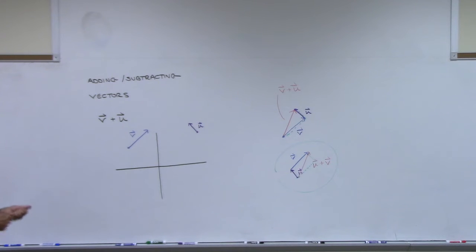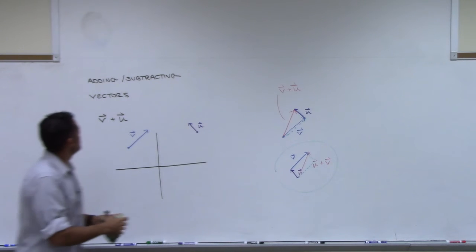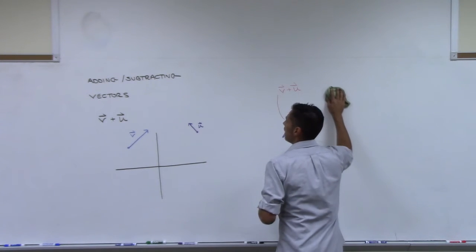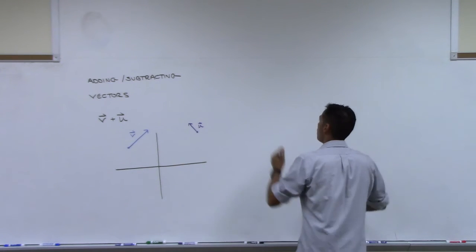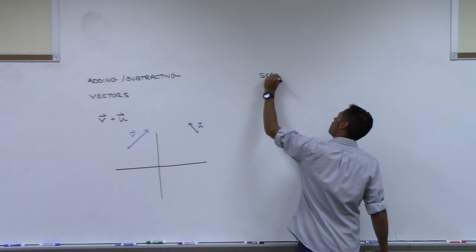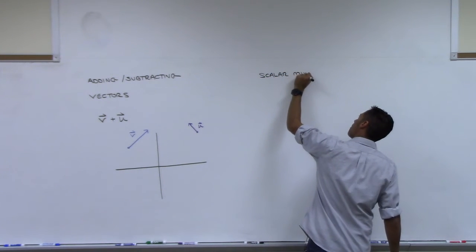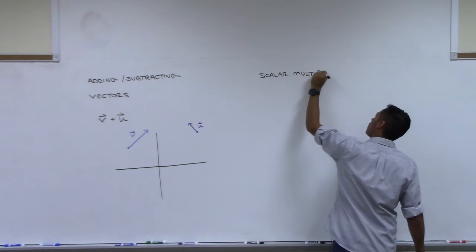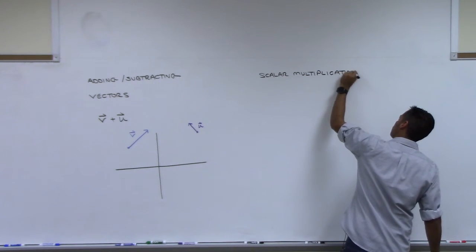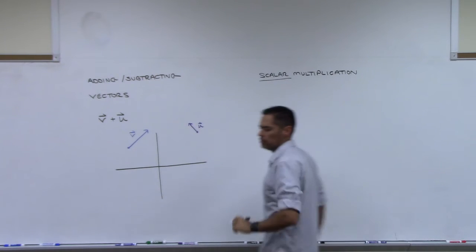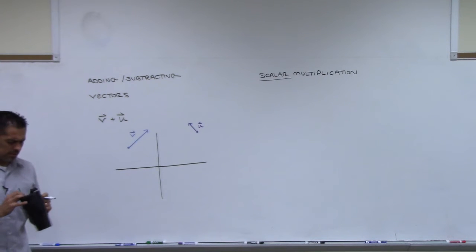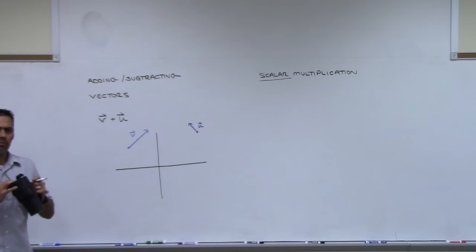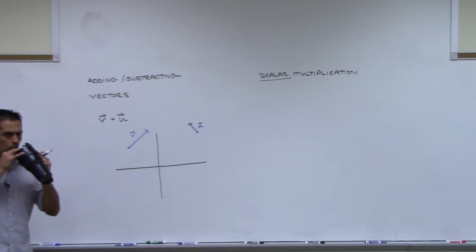All right, next thing is, I'm going to get to subtraction, but I want to talk about scalar multiplication of a vector. Scalar multiplication. What do I mean by scalar? What's a scalar? Anyone know what a scalar is? It's the opposite of vector. It's just the magnitude.